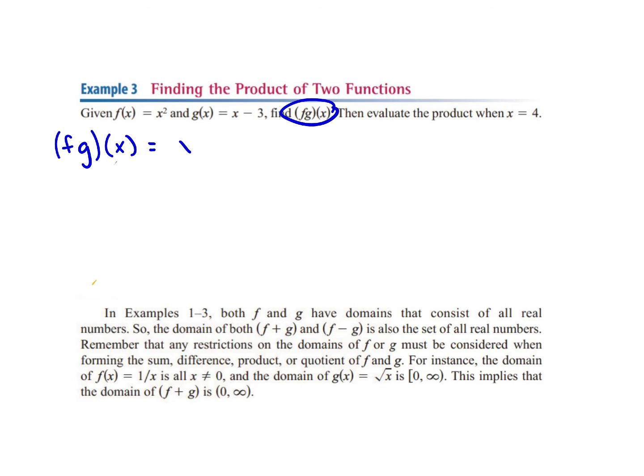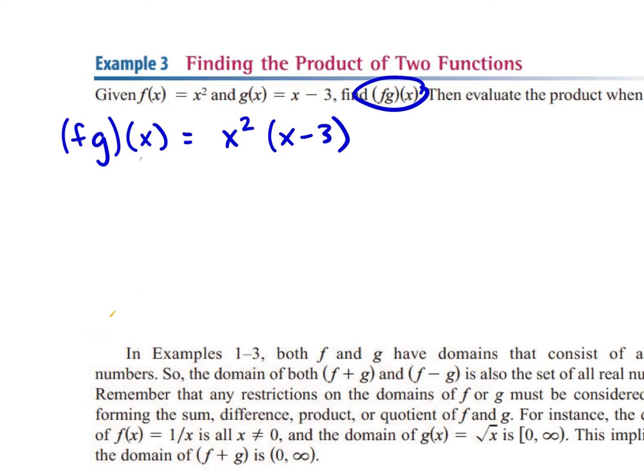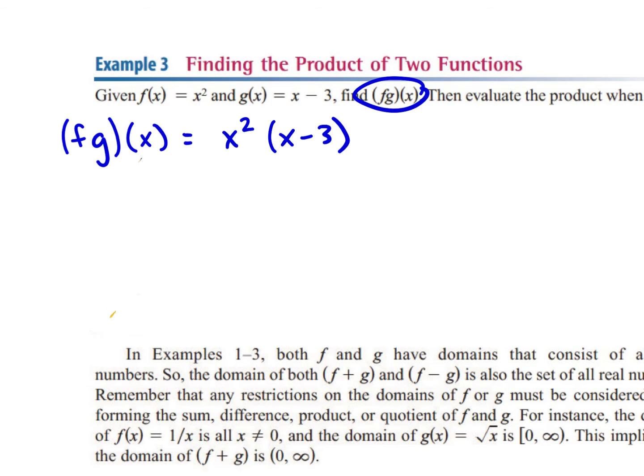I'm going to take f of x, which is x squared, and multiply it by x minus 3. How do I multiply these together? Distribute, perfect. So I have x squared times x, which would be x cubed, and x squared times negative 3 would be negative 3x squared. So my f times g of x is x cubed minus 3x squared.